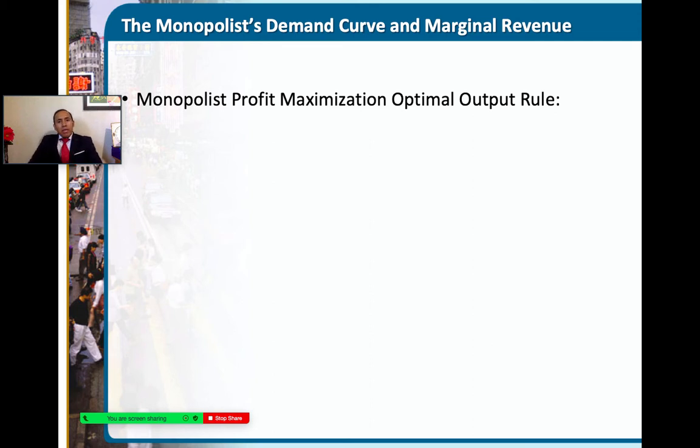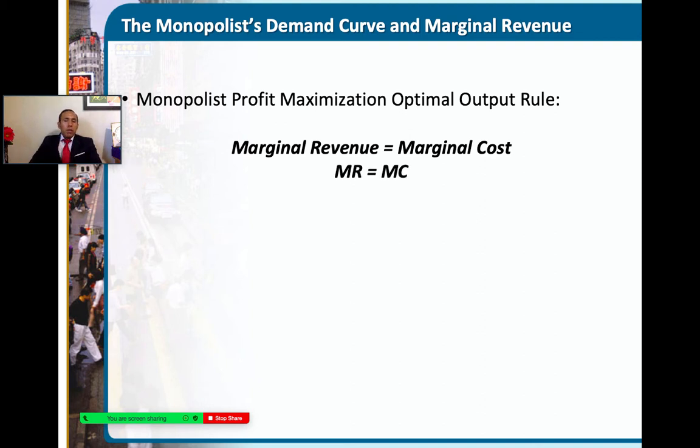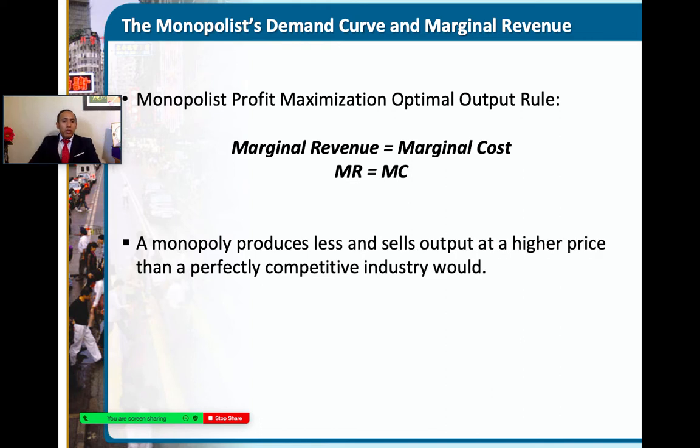The monopolist profit maximizing output rule is as follows. Where marginal revenue is equivalent to marginal cost, the monopolist produces a quantity of output that generates the highest profits for the firm. In this situation, a monopoly will produce less output, or an output that it can control, and sell that output at a higher price than any competitive market.